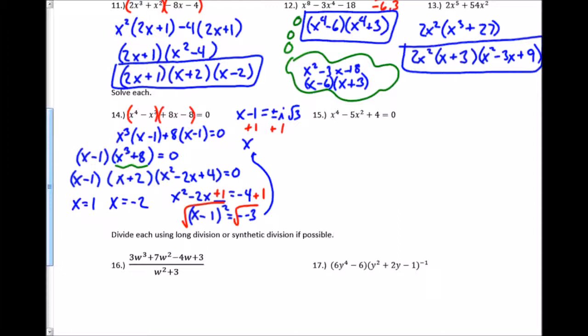So I find out that x equals 1 plus or minus i root 3. So these are my 4 answers. The 1, the negative 1, and then the 1 plus or minus i root 3 accounts for 2 more of my answers. That's it.